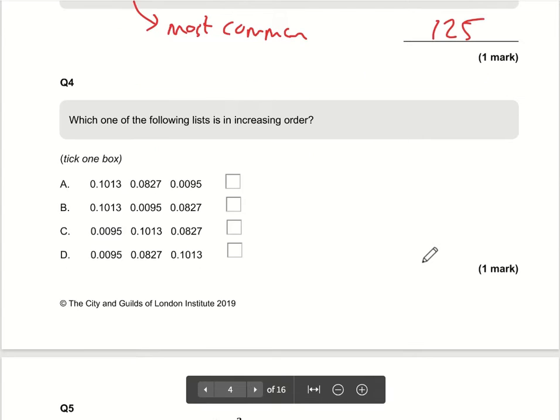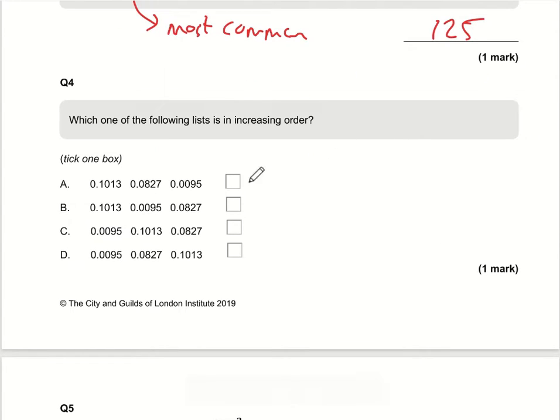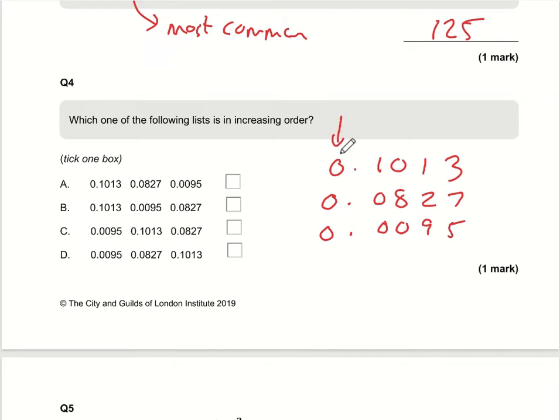Okay, so for this question, let's just take a look at these numbers. 0.1013, 0.0827, 0.0095. Make sure that you write them so the decimal points are in line, and if they're in line, everything else is in line. So if we're looking at the units, it's all 0, so we can't tell them apart here. But if we look in the tenths column, we've got a 1, a 0, and a 0. 1 is bigger than 0, so this is the biggest number.